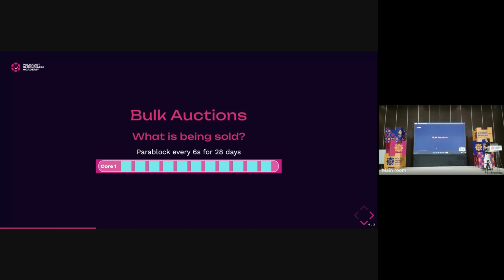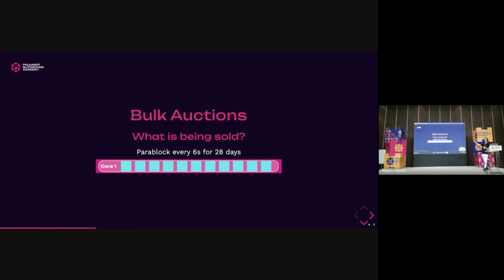So let's first look into what is actually being sold in bulk auctions. Bulk auctions, instead of selling a 2-year-long period of core time, are selling a 28-day-long period. It's much shorter, still pretty long, but we'll get into why a bit later. And exactly what are we getting? For 28 days, every 6 seconds, you are getting a parachain block. If you buy it, you have the right to this.